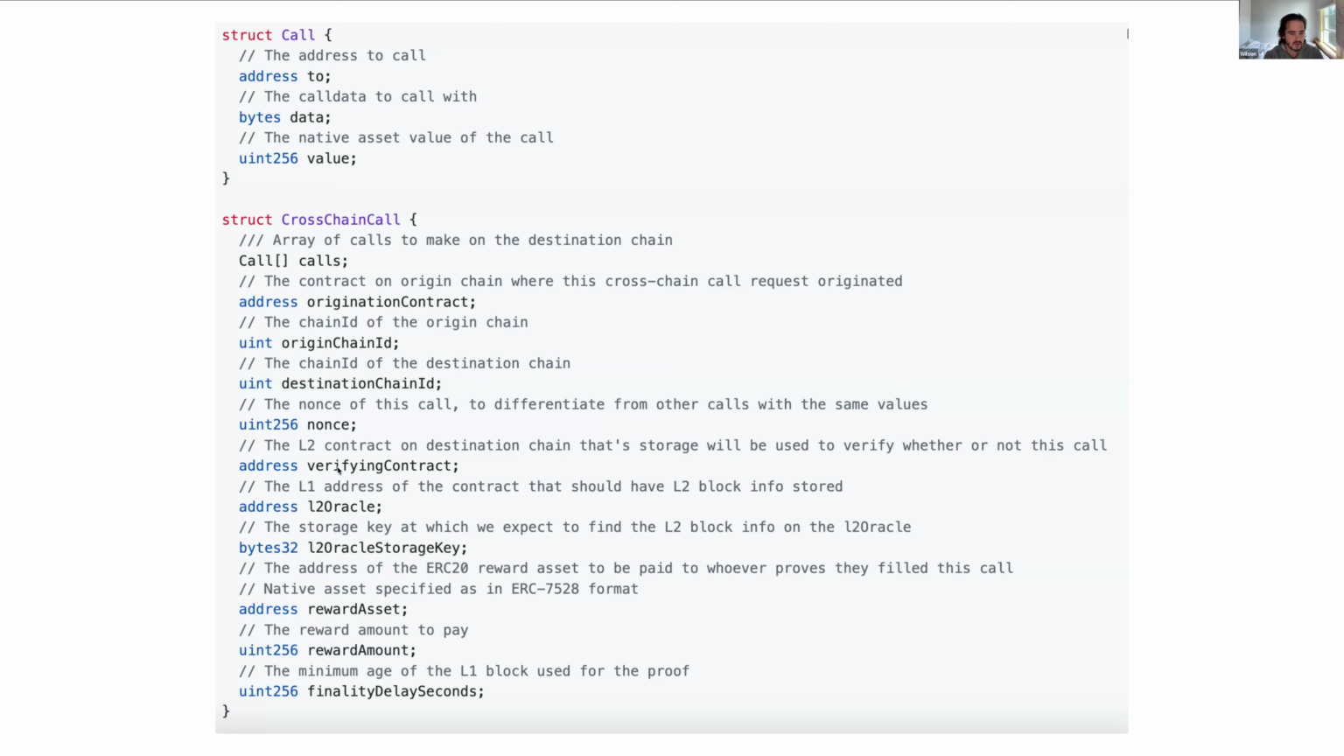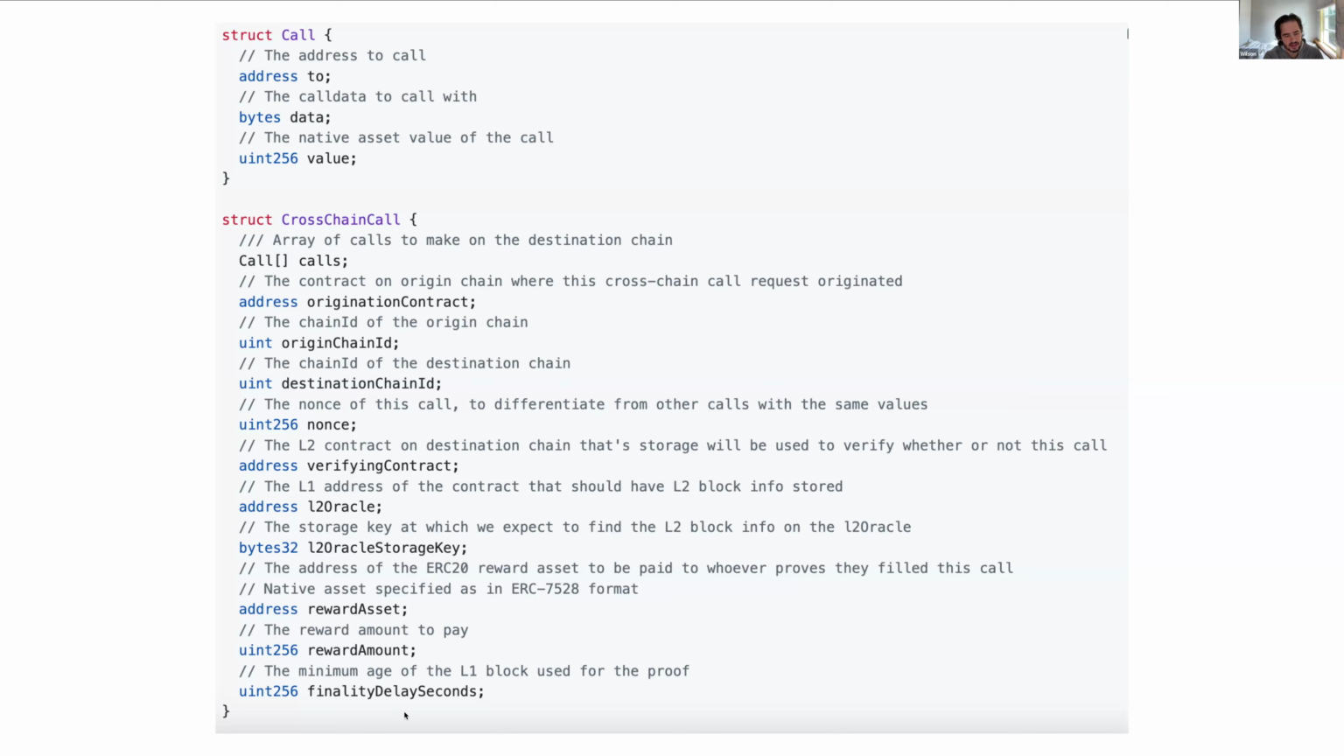A verifying contract, we'll talk about that in a minute. This is the contract that's going to be used on the destination chain as the source of truth that these calls were actually executed. L2 Oracle, we'll also talk about this later, but this is where you expect to find state roots for this destination L2 on L1. This is an address. And on that L2 Oracle, the specific storage key at which you expect that root to be located. And then a reward asset and a reward amount. These are specifying that whoever fills this request and can show that they filled it is going to be paid this. And then a finality delay seconds.